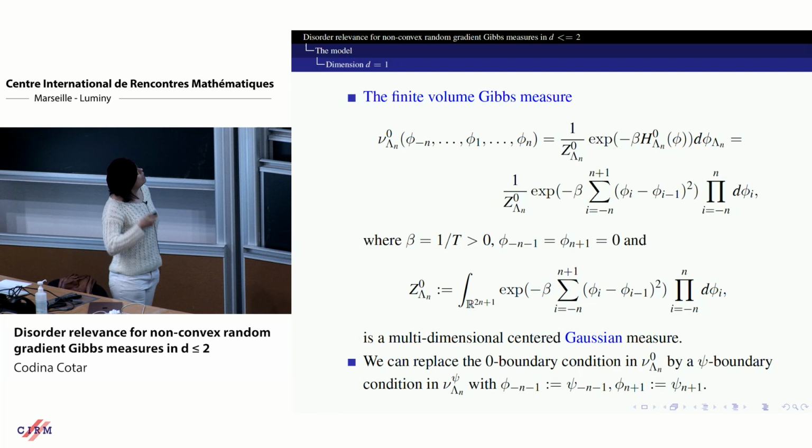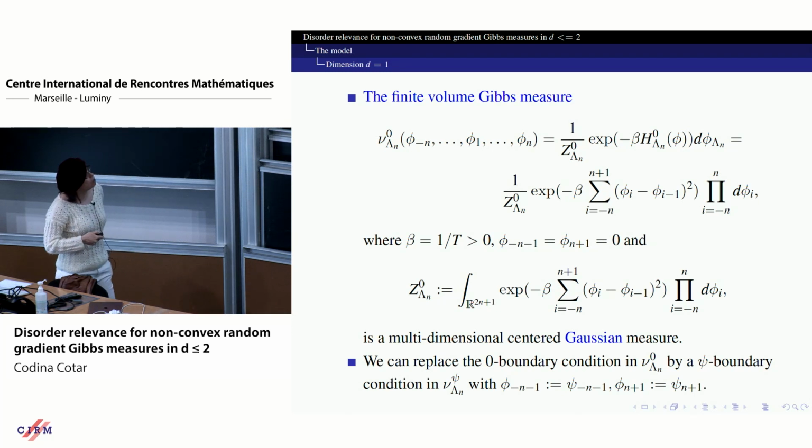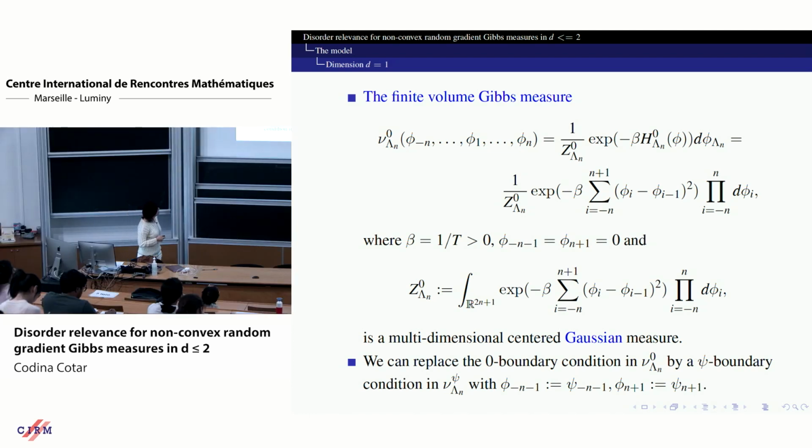Then the next quantity of interest that I will introduce is the finite volume Gibbs measure. It is just one over the normalizing constant, times exponential of minus beta times the Hamiltonian, and then the Lebesgue measure. This is just a multidimensional centered Gaussian measure, and beta is the inverse temperature. For simplicity here, I first took zero boundary conditions. They are nice because if I don't fix some boundary condition, then my integral will blow up and will not be finite.